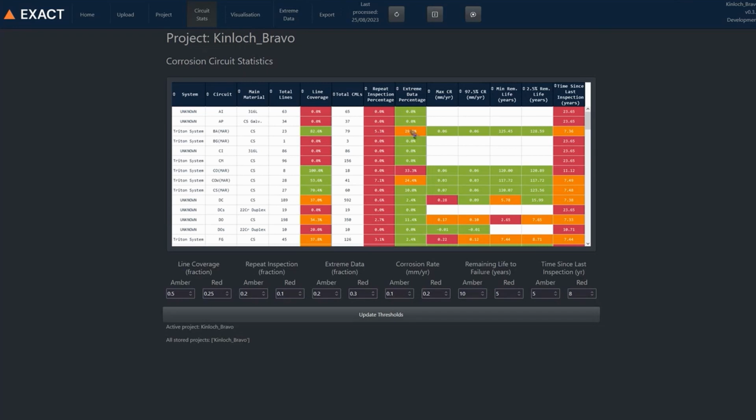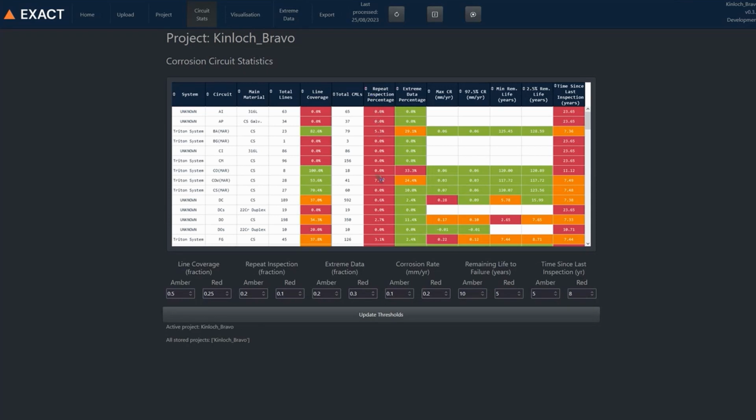We'll also want to look at the extreme data percentage. If we have a large percentage of extreme data, as you can see in some of these circuits, it means that we have a lot of outliers, and so maybe we can't actually take what we're seeing with the good data as truly representative. This is behaving abnormally as a whole circuit.